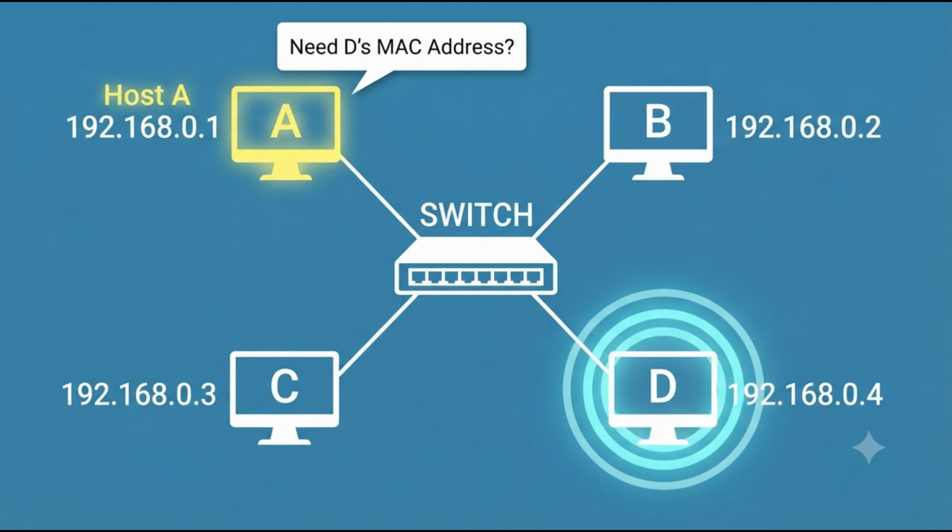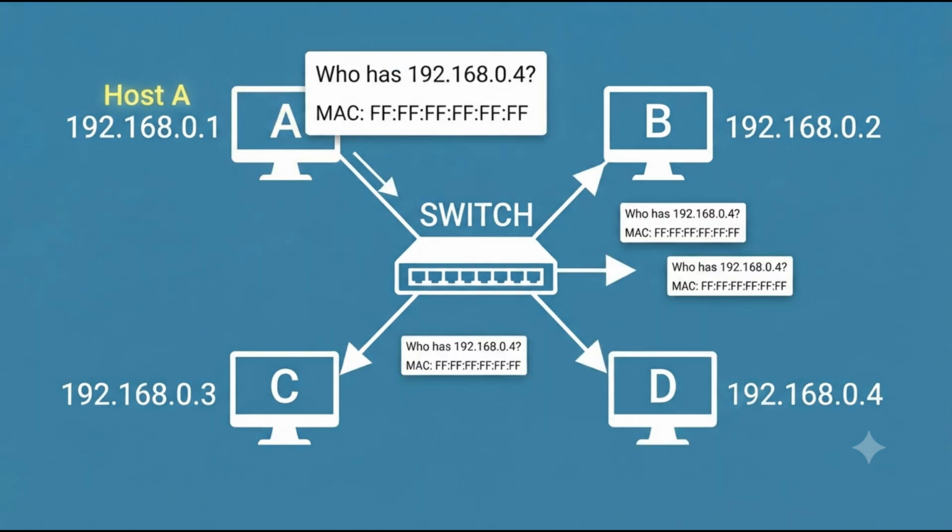The ARP request and reply process. Host A broadcasts an ARP request across the local network asking, "Who has IP address 192.168.0.4? Please tell me your MAC address." This request is sent to the Ethernet broadcast MAC address, FF:FF:FF:FF:FF:FF. Because it is a broadcast frame, the switch forwards it to all devices.